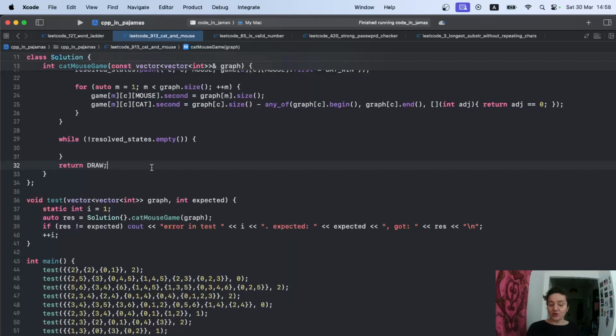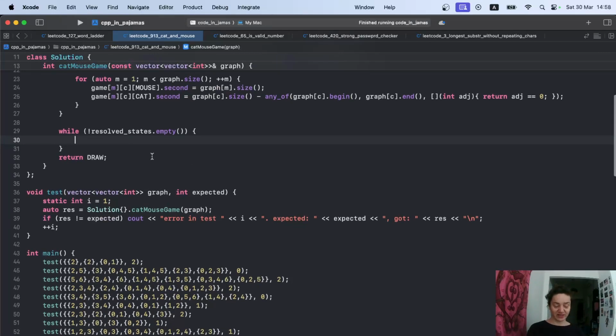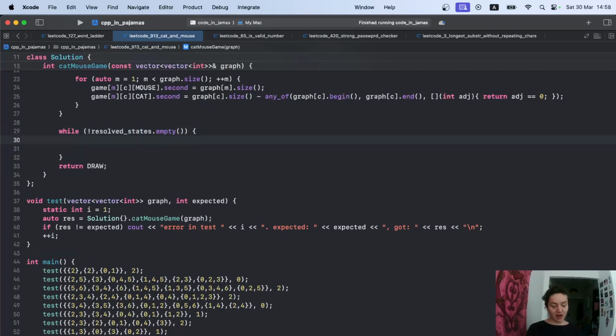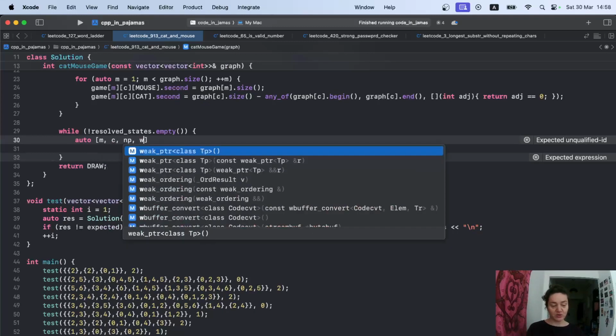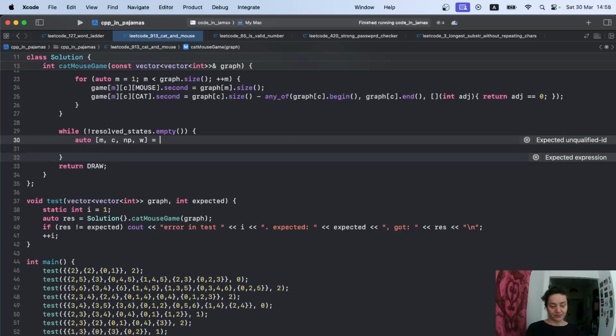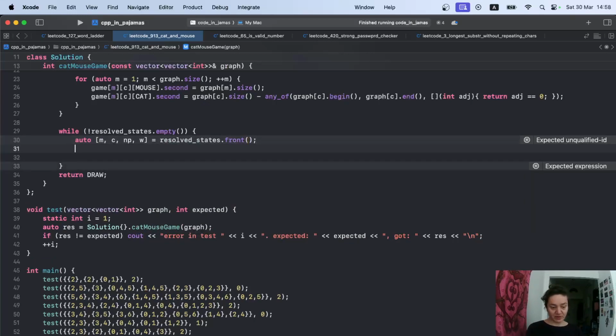So if it happens that we could not resolve our goal state, it means that there was just somewhere going back and forth. It's a draw. Okay, let us start deducing. So let's pop the next resolved state from our queue. What do we have there? In the resolved state, where's the mouse? Where's the cat? Who's about to move? And who was the winner in this state? Let's pop it from the queue.